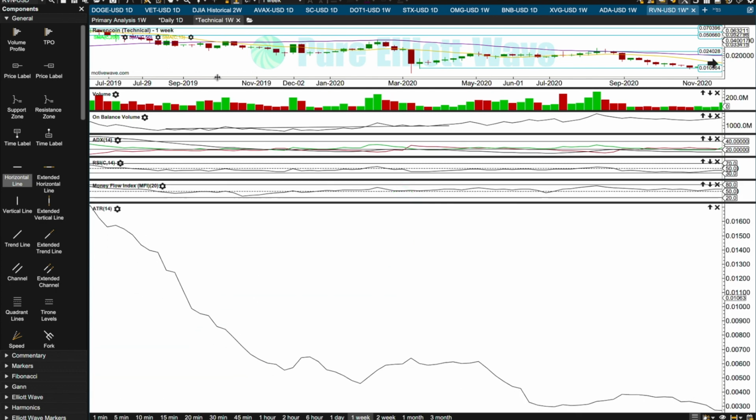ATR declining throughout this bear market down here. A little bit of an increase at the low. That would have been a little bit of an assistance that maybe that low was possibly sustainable in conjunction with bullish divergence between price and on-balance volume and price and money flow index. Those are some indications that that could have been a low.